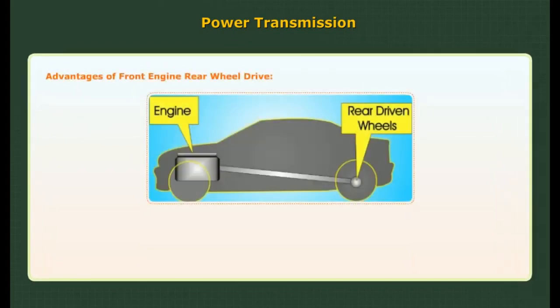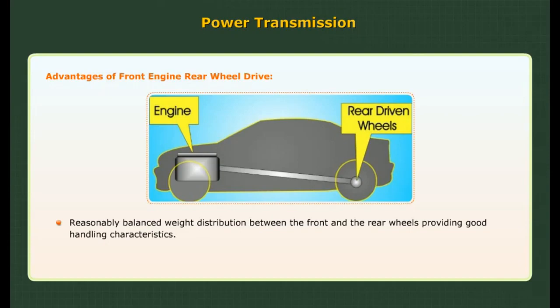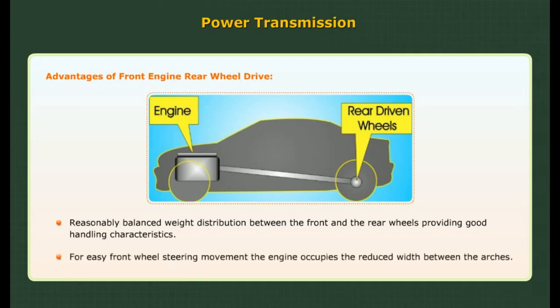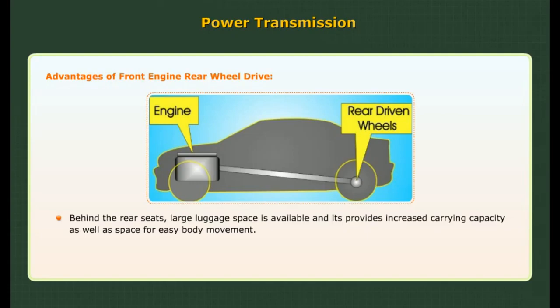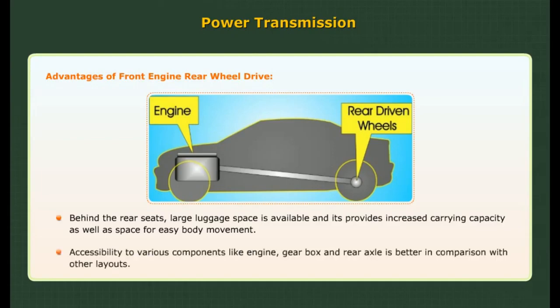Advantages of front engine rear-wheel drive. Reasonably balanced weight distribution between the front and the rear wheels, providing good handling characteristics. For easy front wheel steering movement, the engine occupies the reduced width between the arches. Behind the rear seats, large luggage space is available, and it provides increased carrying capacity as well as space for easy body movement. Accessibility to various components like the engine, gearbox, and rear axle is better in comparison with other layouts.